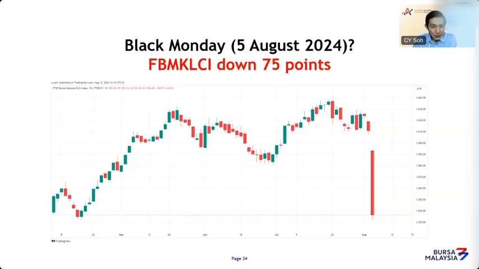So there is no chance for you to sell. There's no chance for you to get out of stocks. If you want to get out, you need to sell at a very unfavorable price. Sometimes you have to sell many levels down.